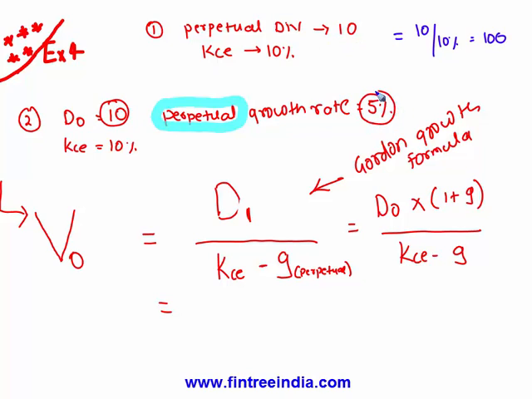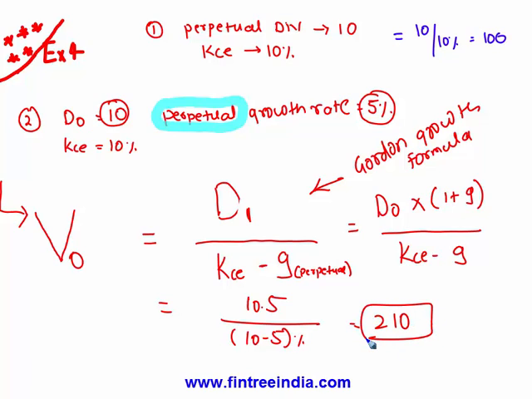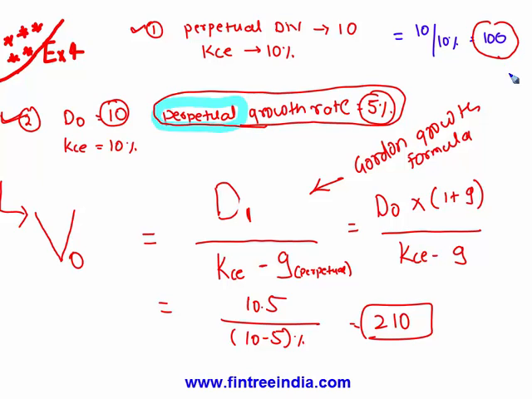10 into 1.05 would be 10.5, and 10.5 divided by 10% minus 5%, which is 5%. Valuation of the stock would be 210. And just observe the difference now. The only difference between question number 1 and question number 2 was the growth rate of 5%, but the valuation of the stock has almost doubled.